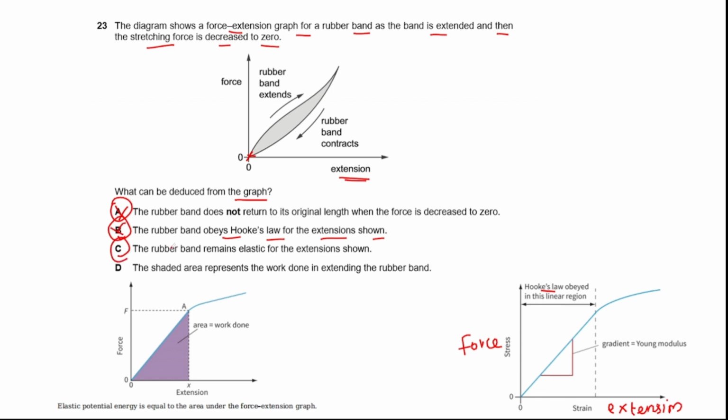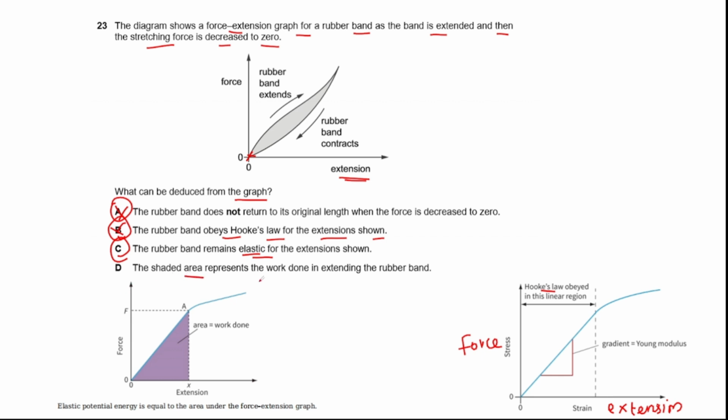Then option C, the rubber band remains elastic for the extensions shown. This is correct because it returns back to the original length even though the energy is lost. So there is an energy loss. That's why it's not taking the same path as the rubber band is contracting. So it's having an elastic nature, even though it does not follow the same pattern as it goes for the extension. So this is the correct option, option C.